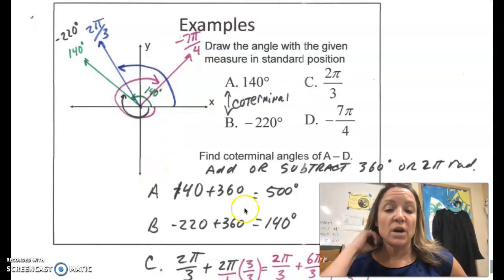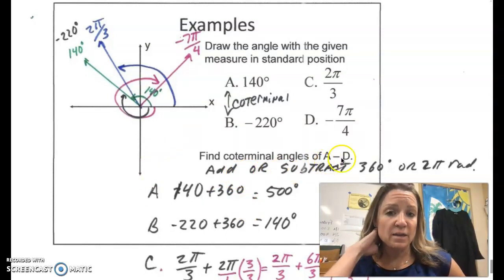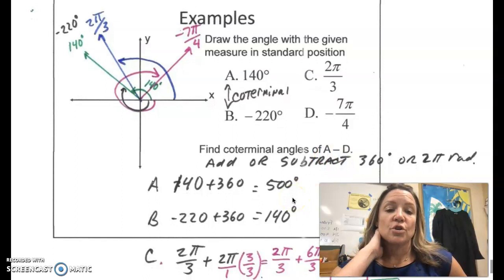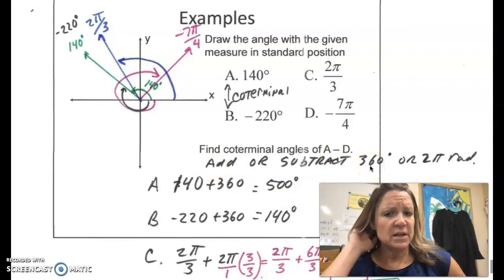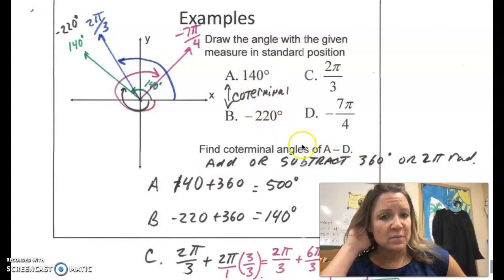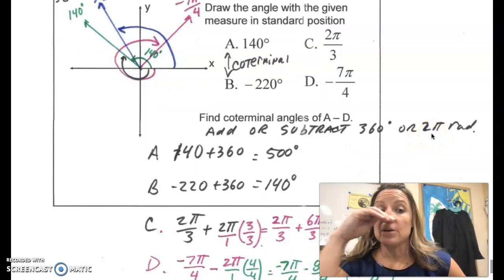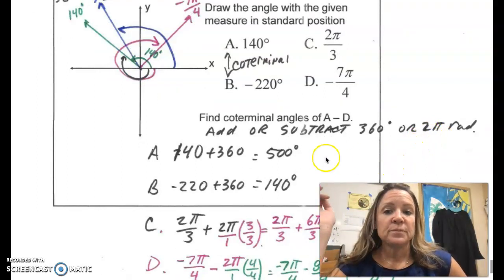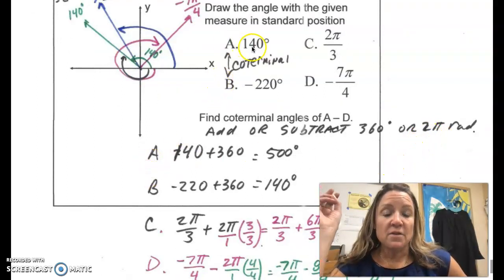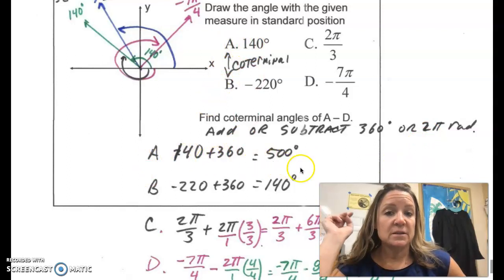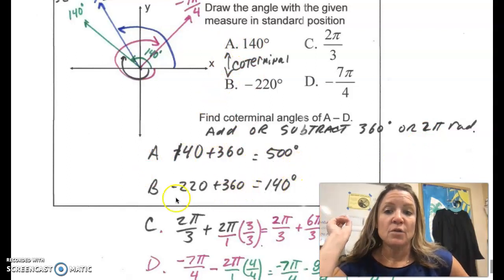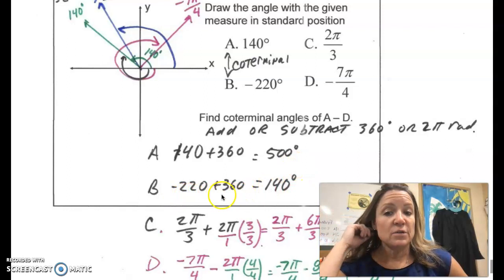All right, we're going to find a coterminal angle of A through D. So you're going to add or subtract 360 from any numeric measurement, but if you have a pi measurement, you're going to add or subtract 2 pi. So for A, we have 140, so we're going to add 360, you get 500. For B, we've got -220 degrees, so we're going to add 360 and get 140.